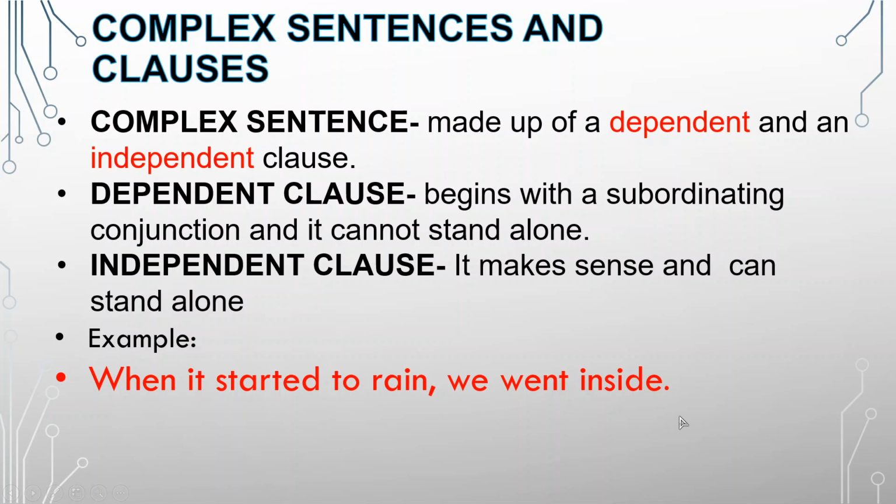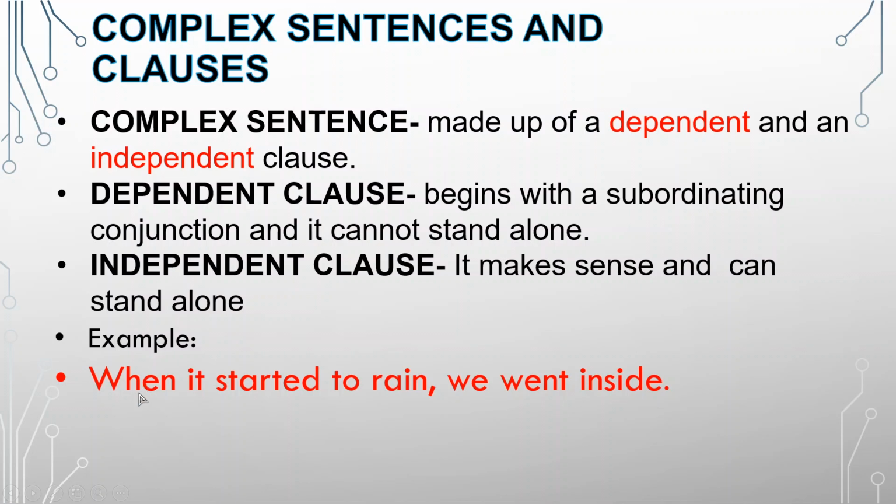So we're going to look for the dependent clause and independent clause. So this is an example of what? This is an example of a complex sentence. Okay, so when it started to rain, we went inside. So we will find two types of clauses here. We will find independent clauses and dependent clauses. So let's look for the dependent clause first. A dependent clause begins with a subordinating conjunction. So let's find the subordinating conjunction first.